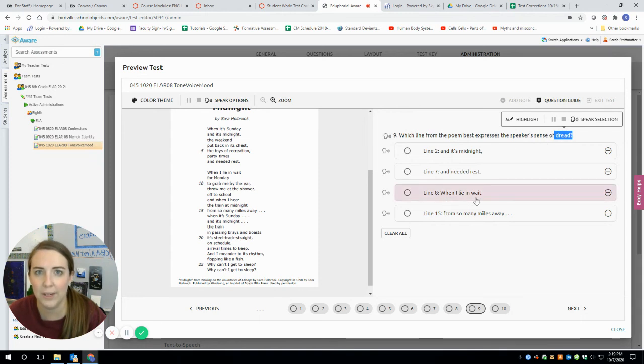It's the idea of when you lie in wait, that you can't go to sleep. So the best 2 lines would be either about waiting because you can't go to sleep, or literally saying, why can't I get to sleep? So here we go. For number 9, the best answer is C because the author feels dread because she can't sleep. She's just lying awake in wait.